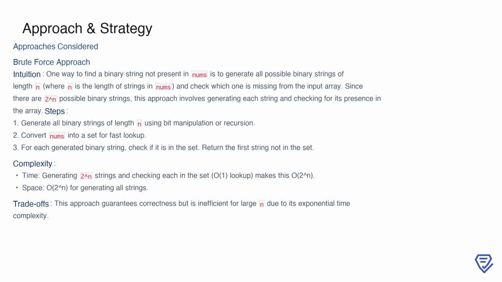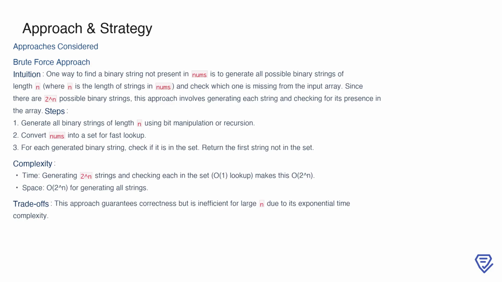To solve the problem of finding a unique binary string not present in the input array nums, one approach we can consider is brute force. The intuition here is straightforward: if we generate all possible binary strings of the same length as those in nums, we can simply check which one is missing. Since there are 2^n possible strings for a length n, we would generate each string and compare it against the input. To make this efficient, we can convert nums into a set, allowing for constant time lookups when checking if a string exists in the input.